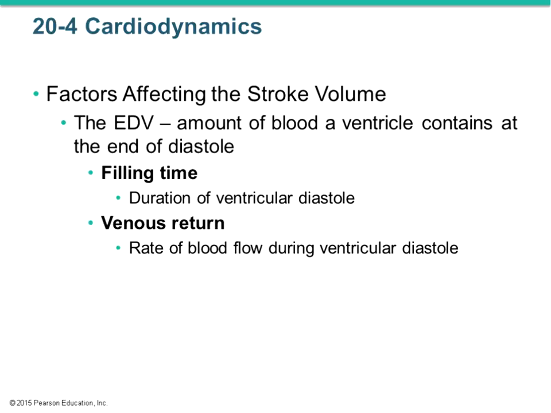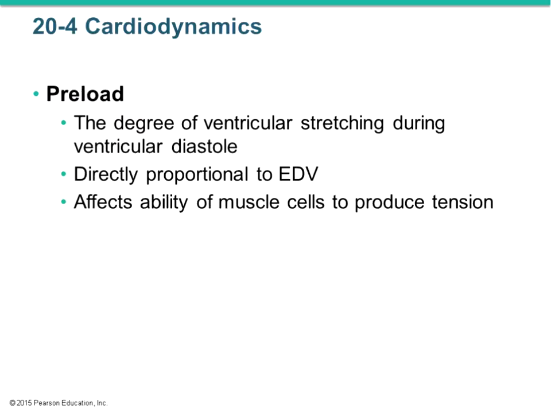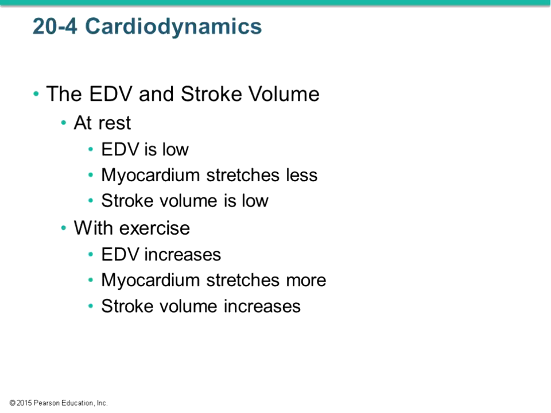So the factors that are ultimately going to affect stroke volume: the end diastolic volume, as we know, depends on filling time, but also how much blood is returning back after that process. Preload then is how much stretching is actually occurring during diastole, and it impacts the ability of the muscle to ultimately produce tension. At rest, EDV is very low. You're not getting as much stress because not as much blood is returning back to the heart. So stroke volume is very low.